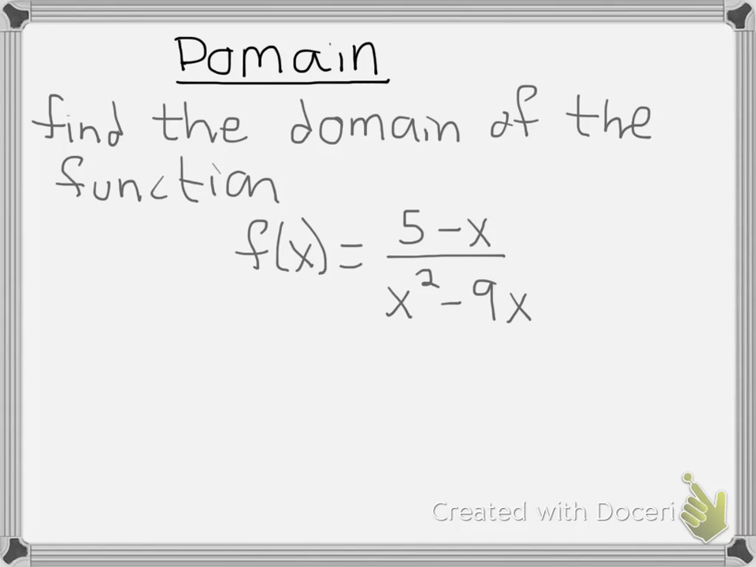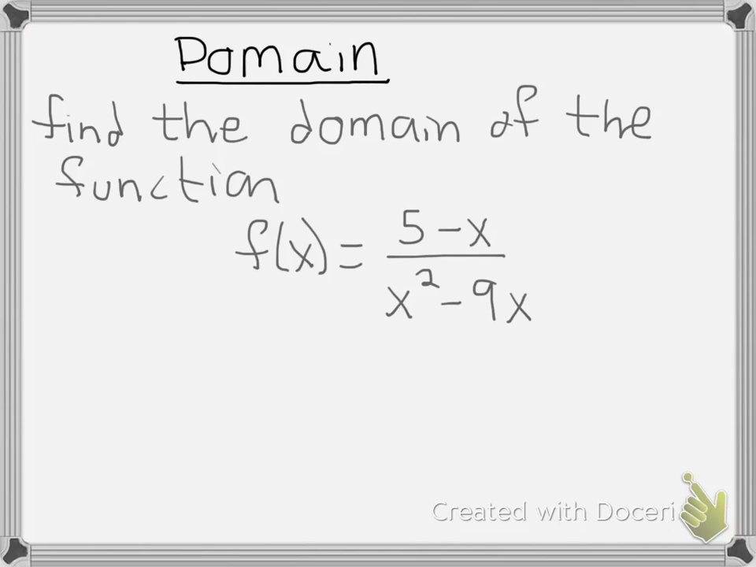Okay, find the domain of the function f of x equals (5 minus x) over (x squared minus 9x). So in order to find the domain, we need to think about what the domain is. If you remember, the domain is the set of all x values that you can plug into the function. Okay, so something that will give you a real solution.